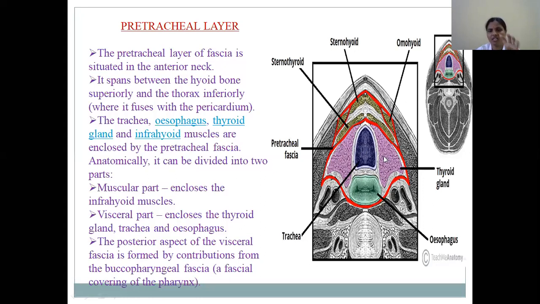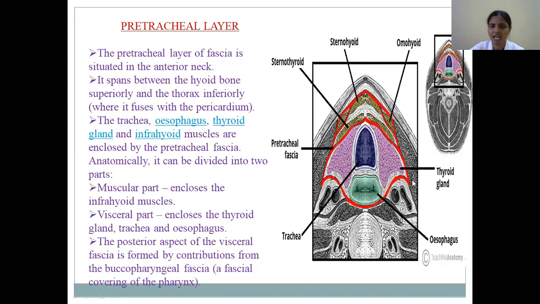In this space, we can identify three important structures in the neck. One is the thyroid gland. Just behind that is the trachea, and still behind that is the esophagus, because we have taken this section just below the cricoid cartilage. Below the cricoid cartilage is where the larynx is continuous as the trachea and the pharynx is continuous as the esophagus. So the splitting of the pretracheal layer encloses this visceral space. What is this visceral space? It contains three important structures: thyroid gland, trachea, and esophagus.